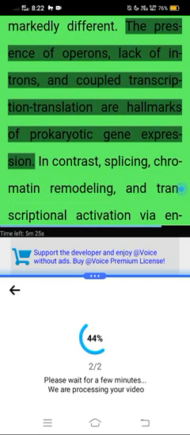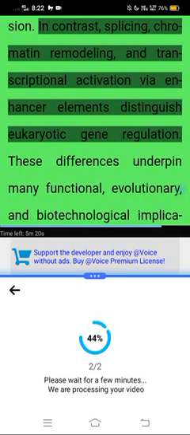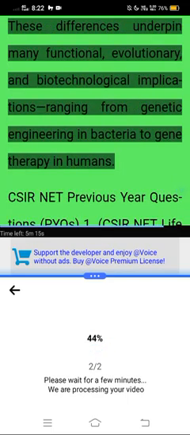The presence of operons, lack of introns, and coupled transcription and translation are hallmarks of prokaryotic gene expression. In contrast, splicing, chromatin remodeling, and transcriptional activation via enhancer elements distinguish eukaryotic gene regulation. These differences underpin many functional, evolutionary, and biotechnological implications, ranging from genetic engineering in bacteria to gene therapy in humans.